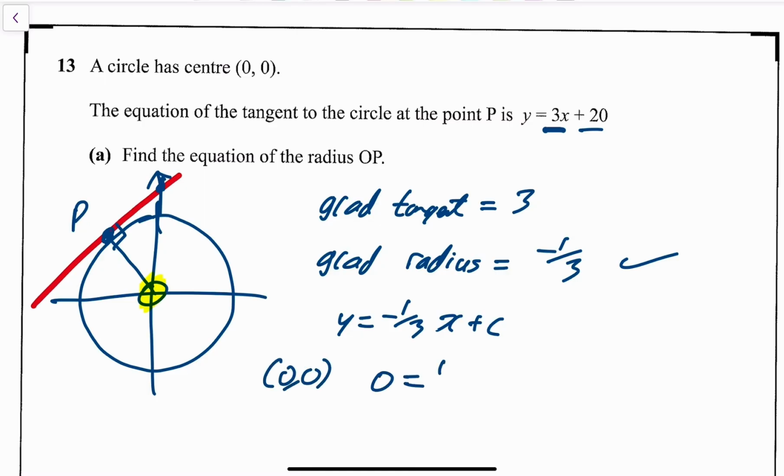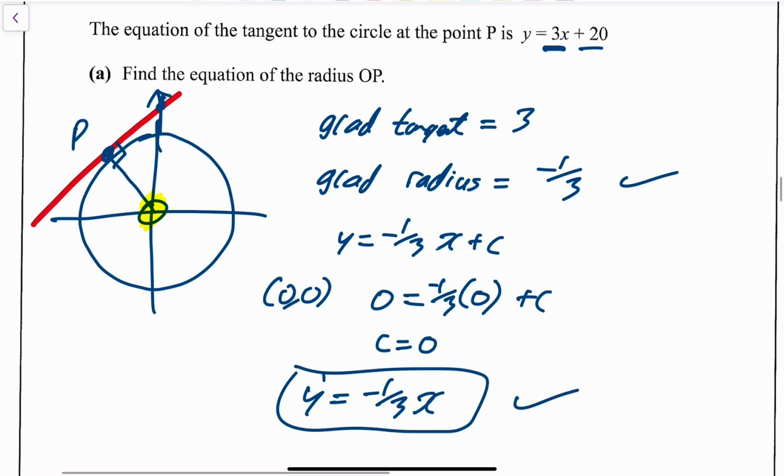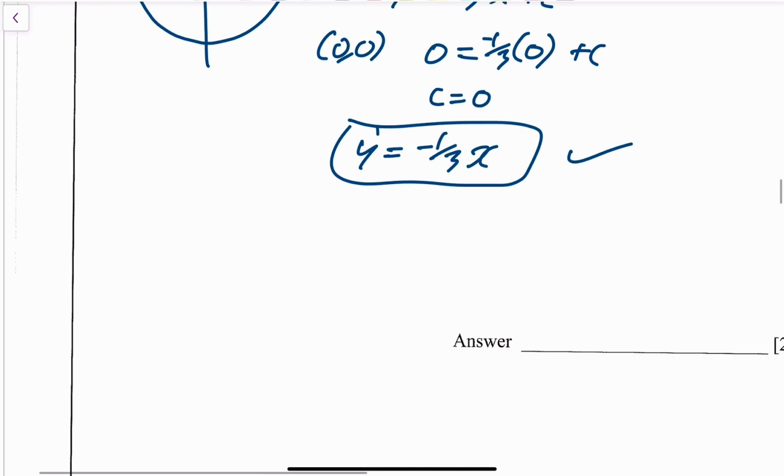So 0 for my y, 0 for my x. A wee bit of working out, my c is 0, so my equation is y is equal to minus 1/3 of x. Okay, you didn't really need this bit, you could have skipped this out if you knew that, great. If you understood that, that's fine. But there we are. There's our equation of our radius.